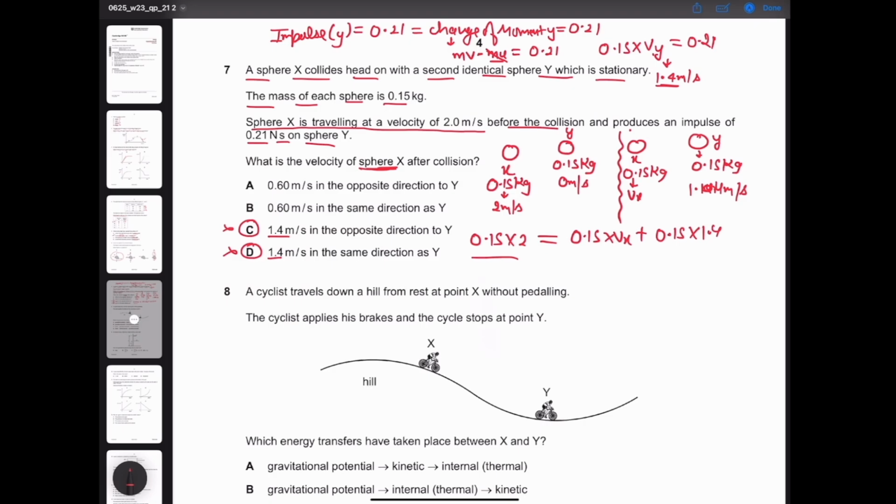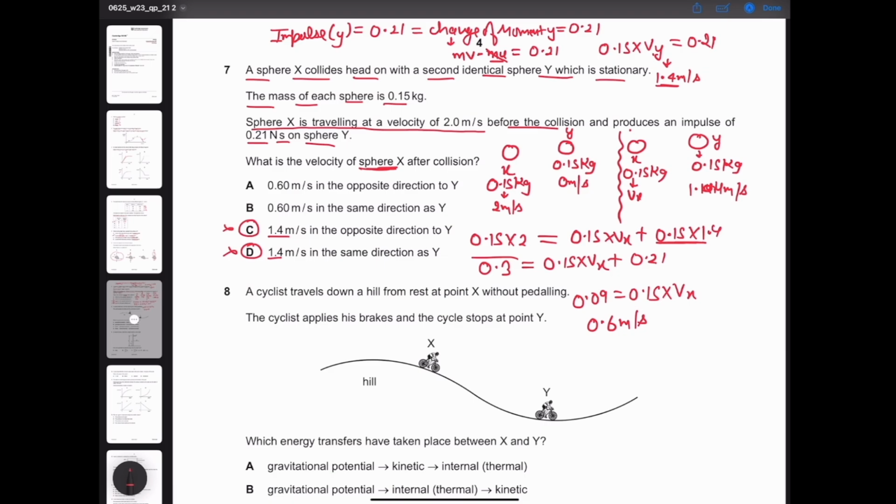This will be 0.3 equals 0.15 into Vx plus, we already know this is 0.21. So 0.3 minus 0.21 is 0.09, which is equal to 0.15 into Vx. So divided by 0.15, the answer is coming out to be 0.6 meters per second. So the velocity of x, indeed, is 0.6 meters per second.